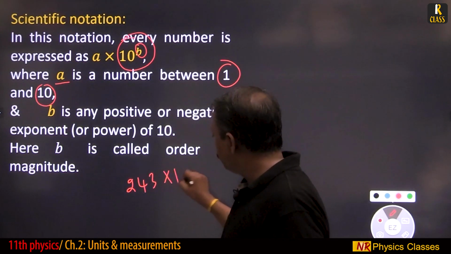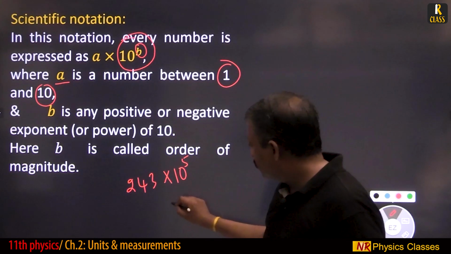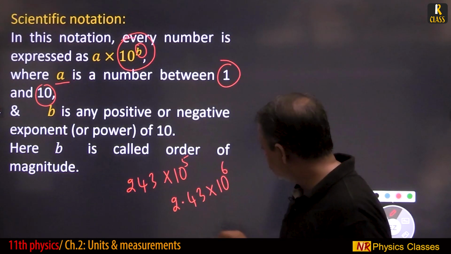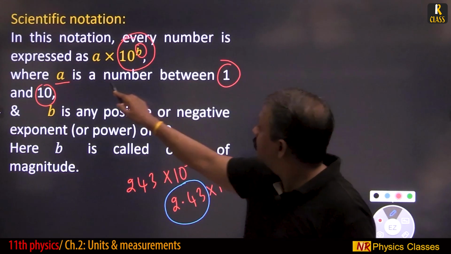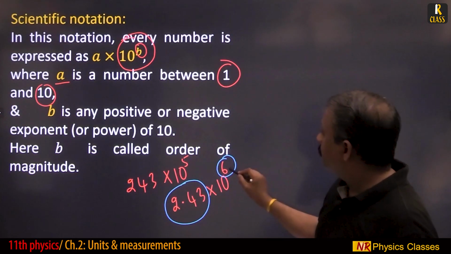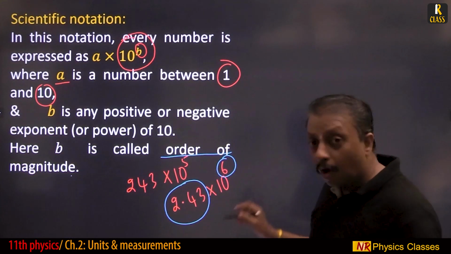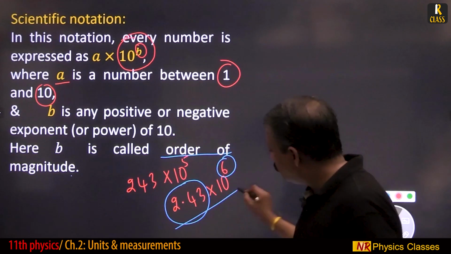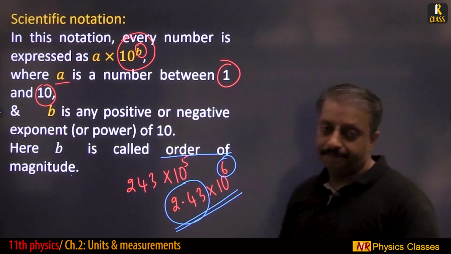Suppose 243 times 10 to the power of 4. Instead of writing like this, 2.43 times 10 to the power of 6. See, this number is between 1 and 10, and this is the order of magnitude. So the order of magnitude is 6, of the order of 10 to the power of 6. So this is how we have to write the number according to scientific notation.